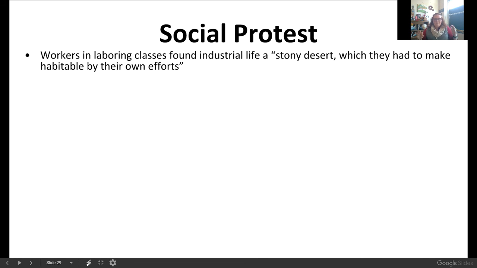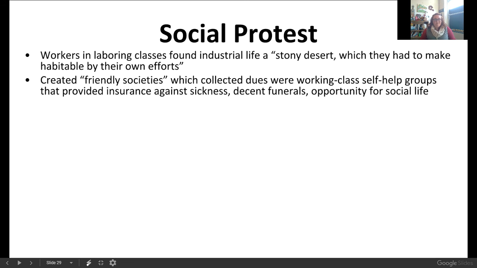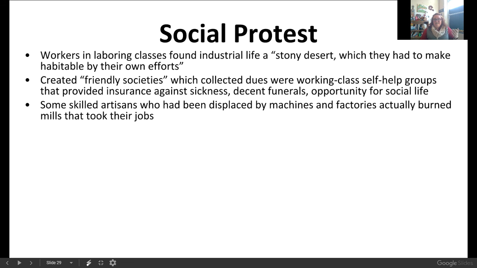So as mercantilism and capitalism were growing in the world, the workers and the laboring classes found industrial life to be a stony desert which they had to make habitable by their own efforts. They started creating friendly societies, which collected dues, working class self-help groups that provided insurance against sickness, allowed for decent funerals, and basically an opportunity for a social life. These were the first versions of unions.